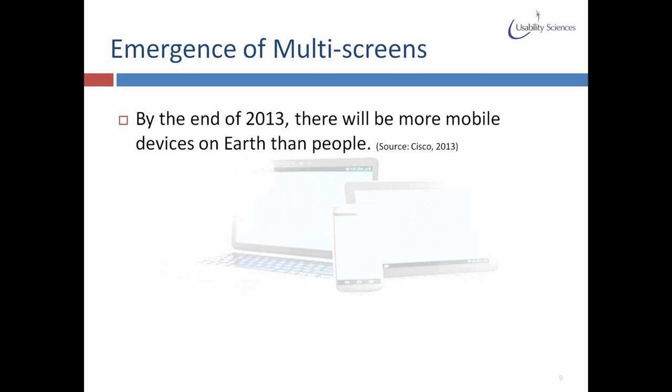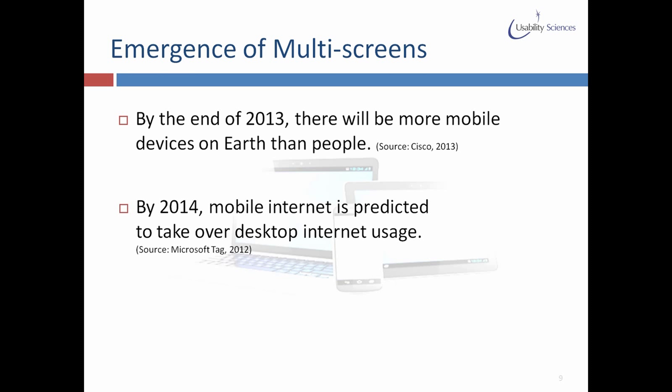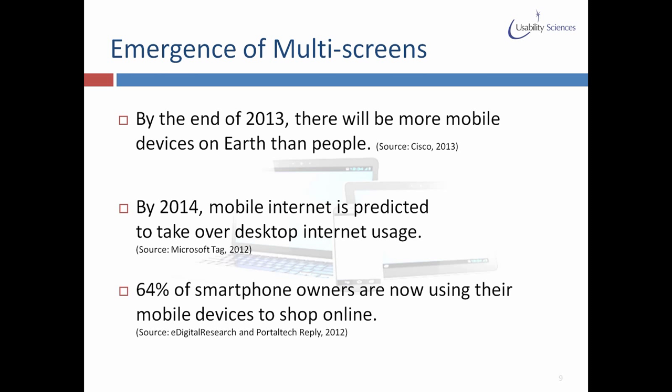By the end of 2013, there will be more mobile devices on Earth than there will be people. And that's just a couple months away, actually only about a month away, 6 weeks away. By 2014, the mobile internet is predicted to take over desktop internet usage. And lastly, 64% of smartphone owners are now using their mobile devices to shop online. So just a few statistics here that really demonstrate the proliferation of these new devices in the marketplace and how they've changed our web browsing experiences.